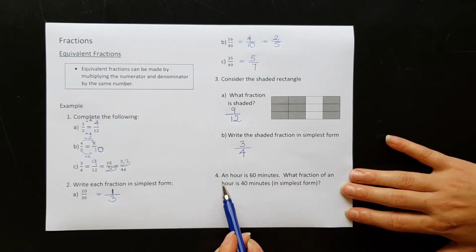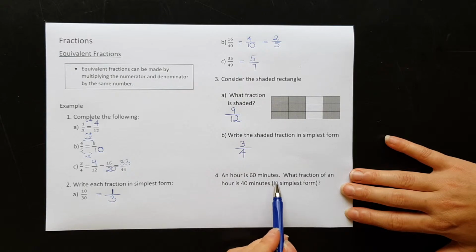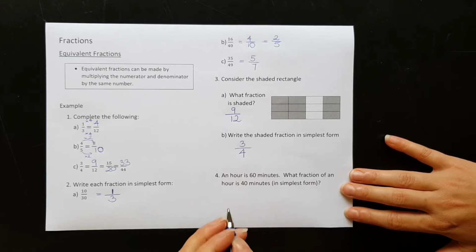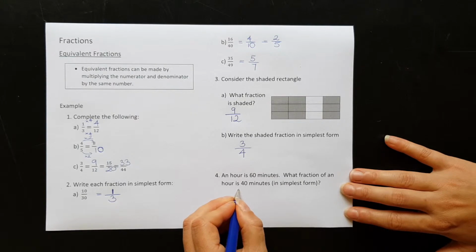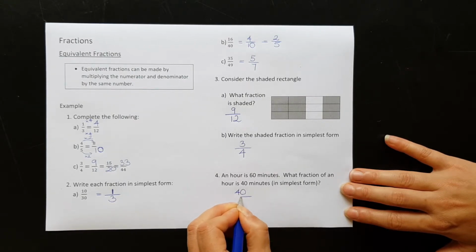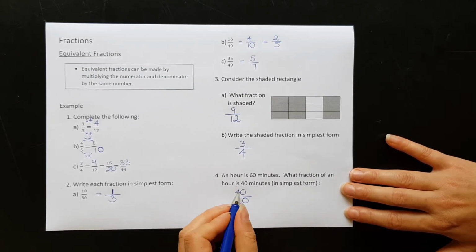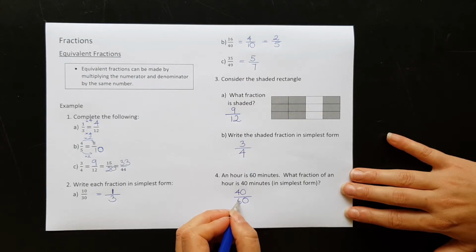Question 4, an hour is 60 minutes. What fraction of an hour is 40 minutes in the simplest form? Okay, so that means we have 40 minutes out of a total of 1 hour, which is 60 minutes, because we want 40 minutes as a fraction of 60 minutes. Okay, so that's how you would write it, but we want to simplify that.